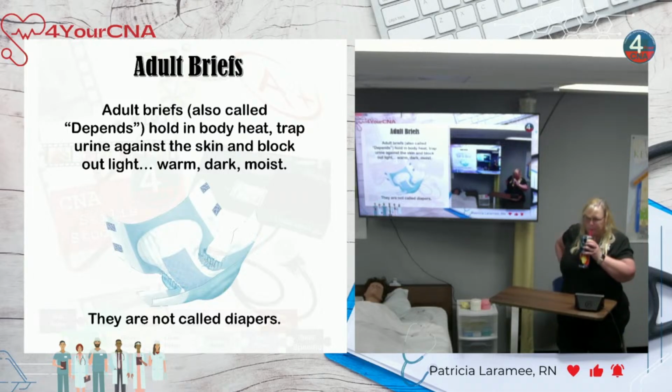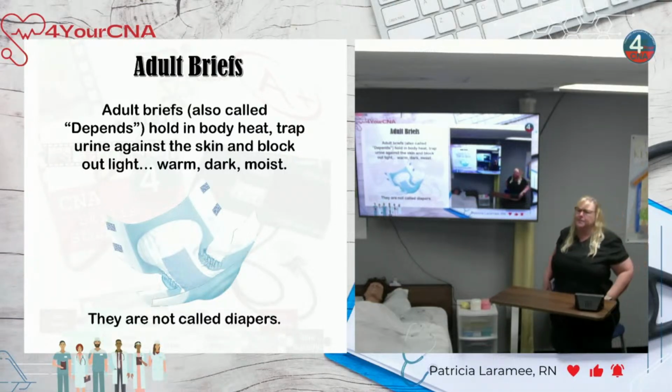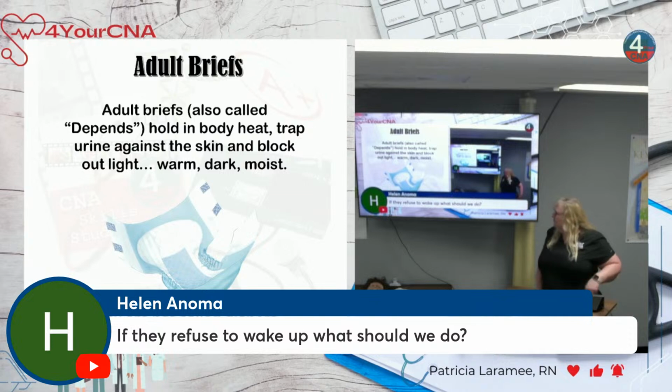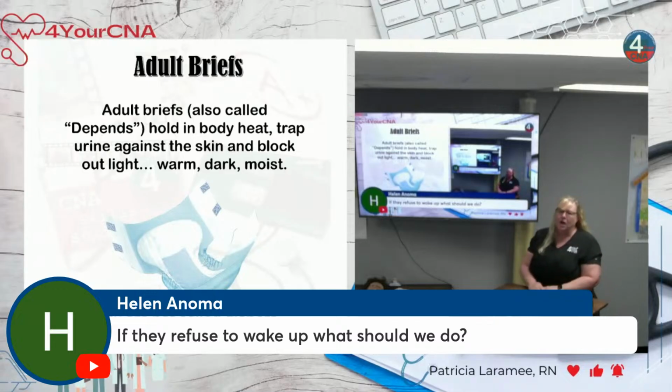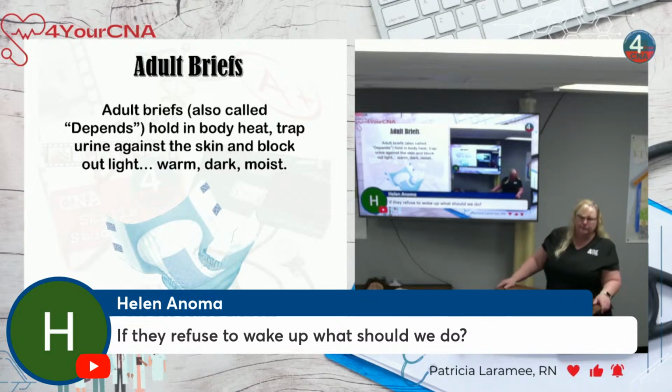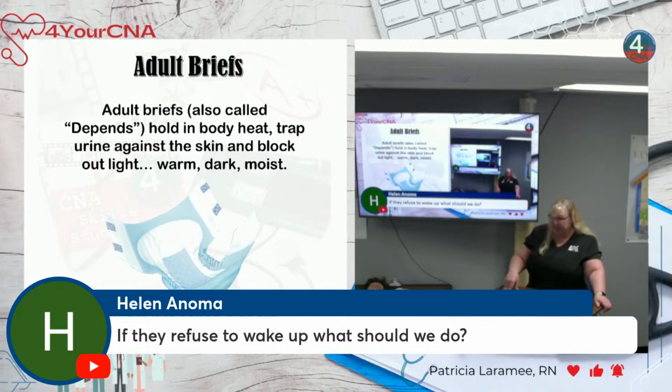Every once in a while, you're going to have that resident that just does not care. If they refuse to wake up, what should we do? Go to your nurse. And here's the thing. If I'm just changing them, I don't need them to wake up. I don't need their involvement. Sleep through it, no problem. But if I have to get them up to the bathroom, I need them awake because I'm not going to carry them. So if they're refusing to wake up to go to the bathroom, that's a nurse problem.